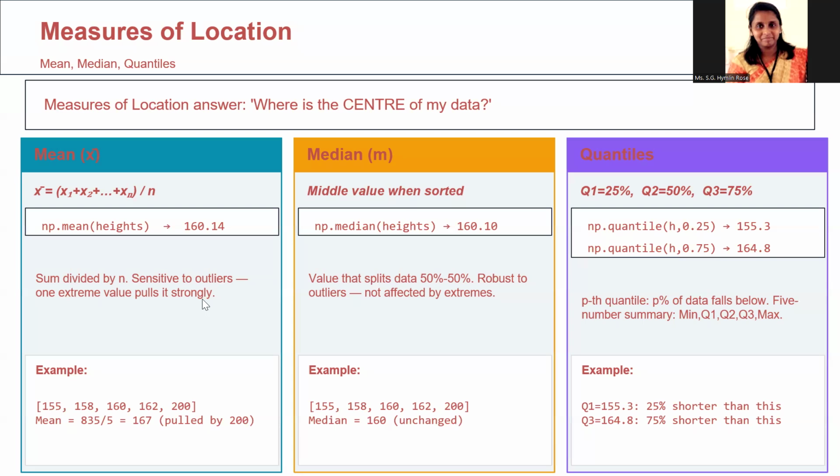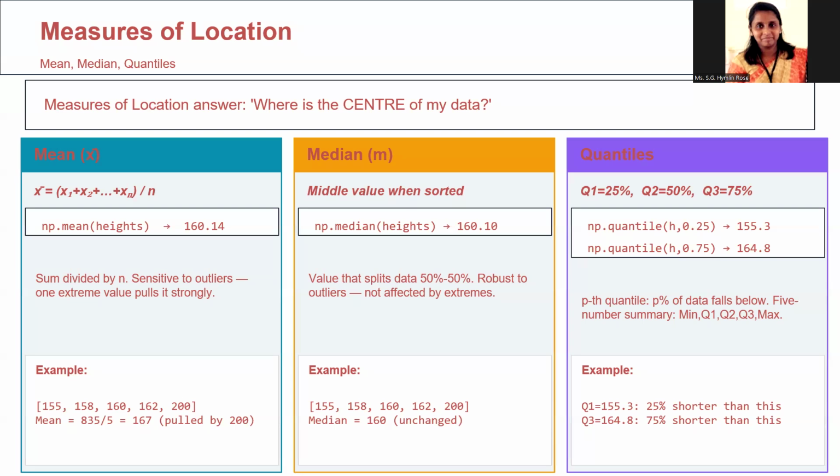For example, for the given set of 5 data values, the summed value is 835 divided by 5. So it is approximately equal to 167, pulled up by 200, because 200 is the one which deviates, right? That is nothing but the outlier.